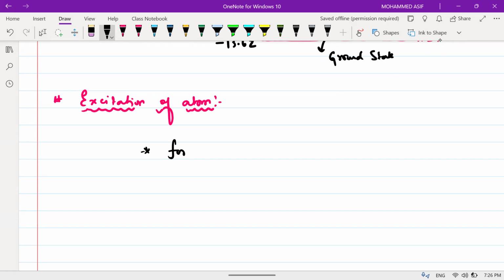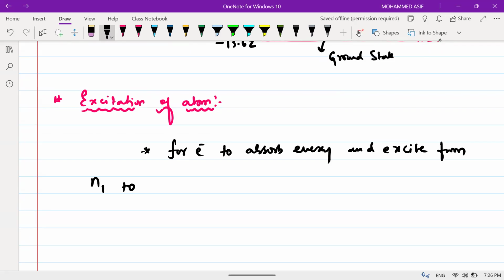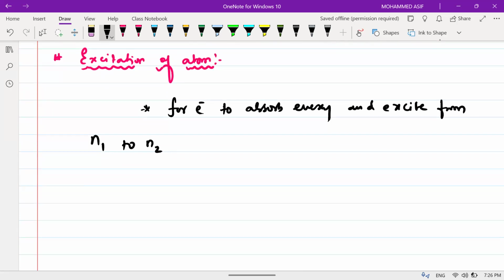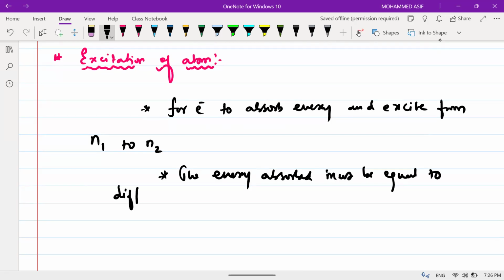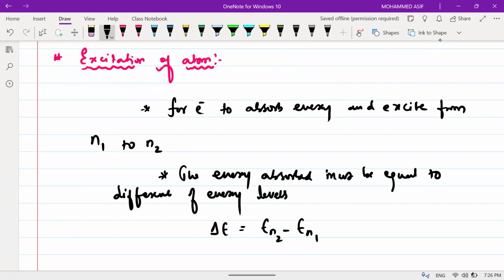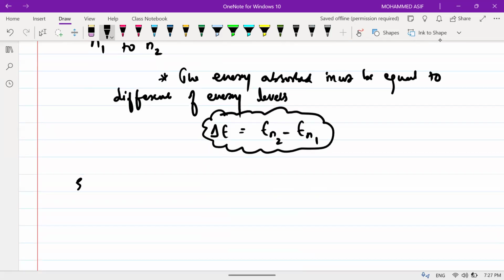For an electron to absorb energy, it will excite to a higher state only, because it is taking the energy. So it will excite from n1 to n2 like that. The energy absorbed must be exactly equal to the difference between them. That is very important to remember. The energy absorbed, delta E, must be equal to En2 minus En1. This is the amount of energy it should absorb to excite from the lower orbit to the higher orbit.